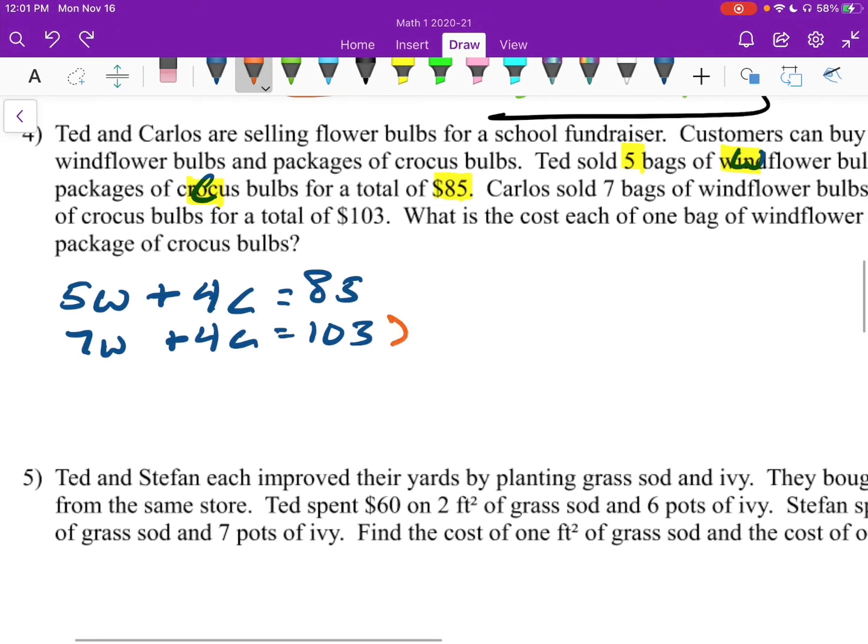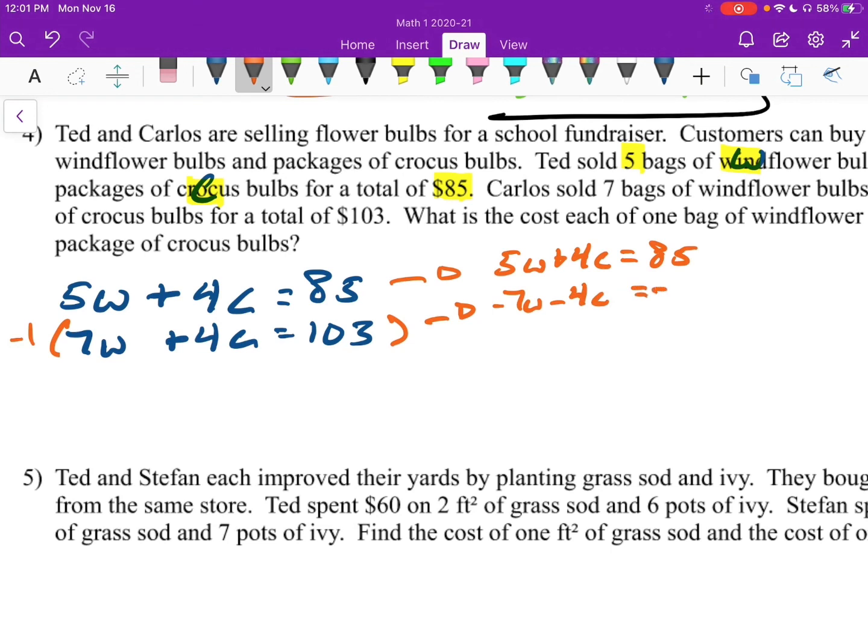I'm going to multiply the bottom one by -1. So the top stays the same. 5W plus 4C is 85. The bottom one turns into -7W minus 4C is -103. So now I can add them up, and I'm going to have -2W equals, what is 85? 85 minus 103 is -18. I divide by -2, and W equals 9.